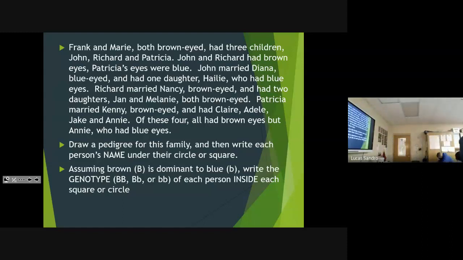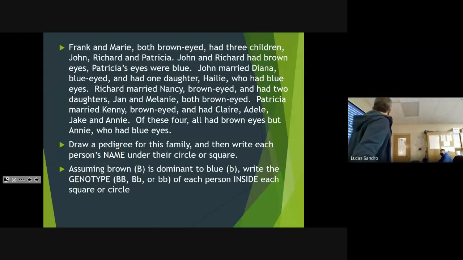Inside or underneath, square or circle, either one is fine. Looks like most folks got the whole thing laid out, and they're just working on genotypes. Anybody need more time just for the pedigree? Everybody has it all? Okay.